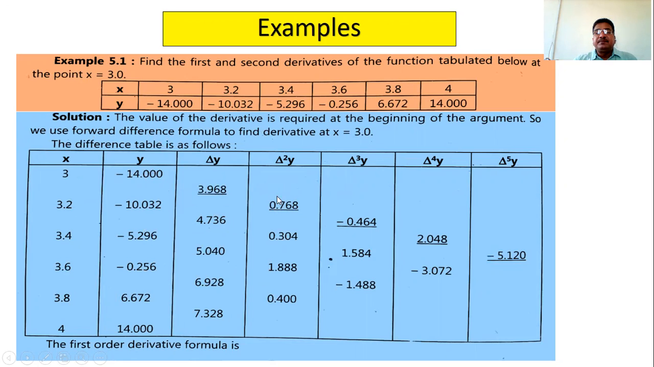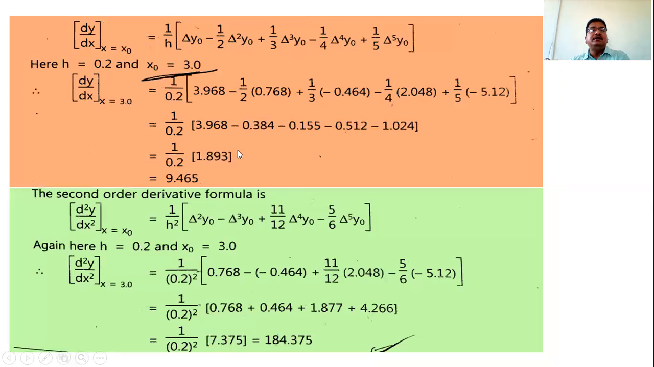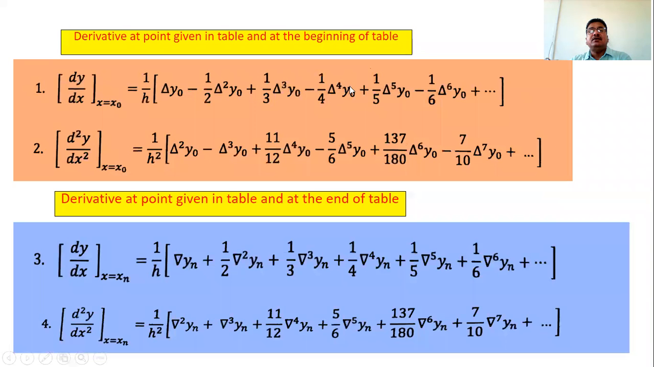So we have these values, and these values are important in the forward difference table. This is x naught, this is y naught, delta y naught, delta square y naught, delta cube y naught, delta raised to 4 y naught, delta raised to 5 y naught. So write the formula for dy by dx at x is equal to x naught: 1 by h, and write the formula up to delta raised to 5 y naught. So this is the formula.